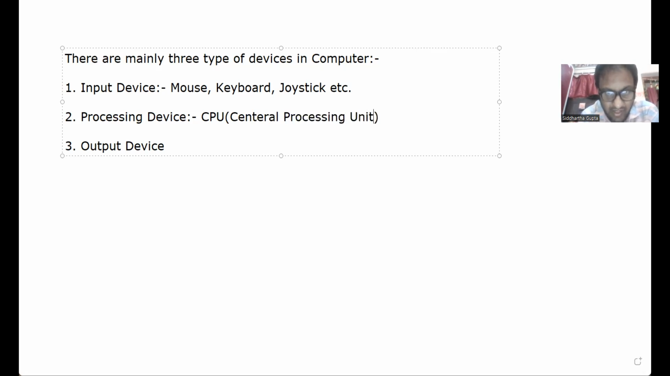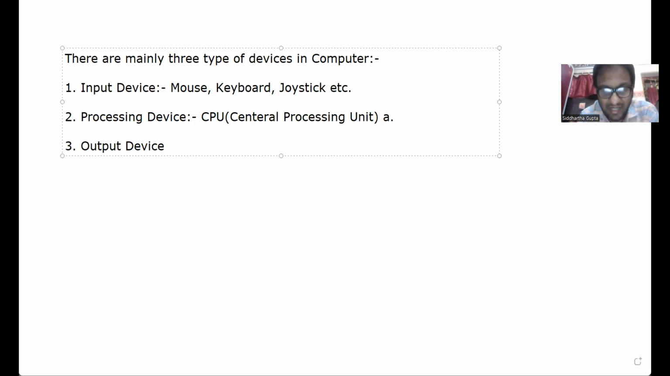This CPU is considered as the brain of computer, as it will do all the decision making part, all the controlling part, and all the display part. Means that is the whole and soul of the computer. So this is called the processing device.